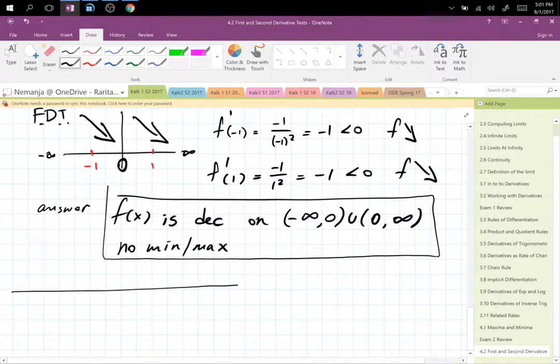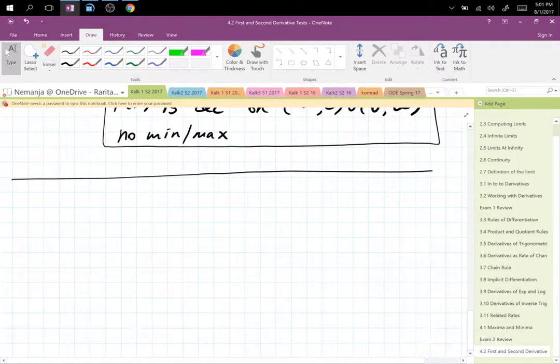The next one is going to be f of x is equal to e to the 4x. So try this one.